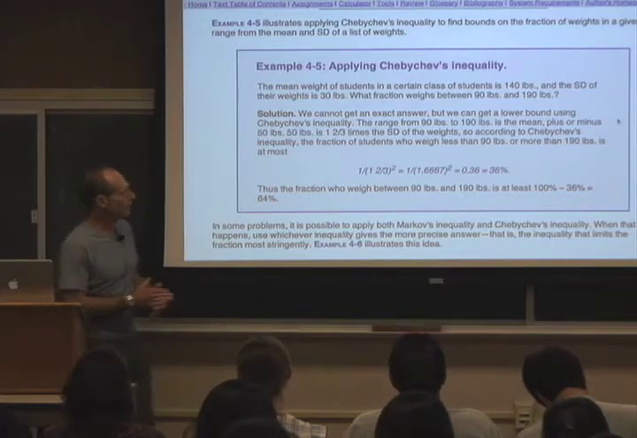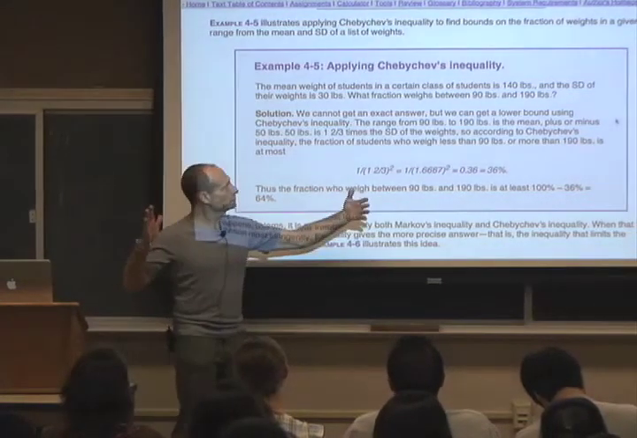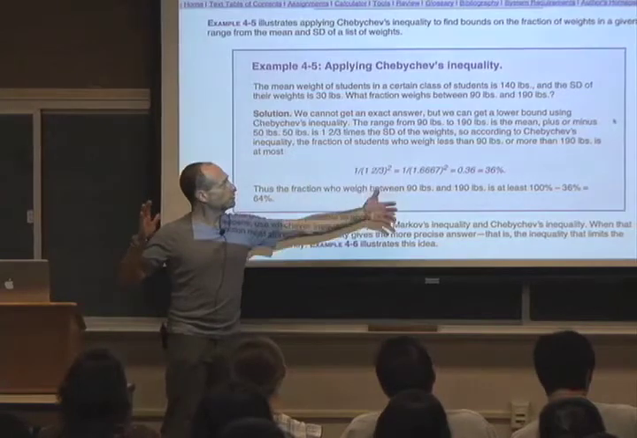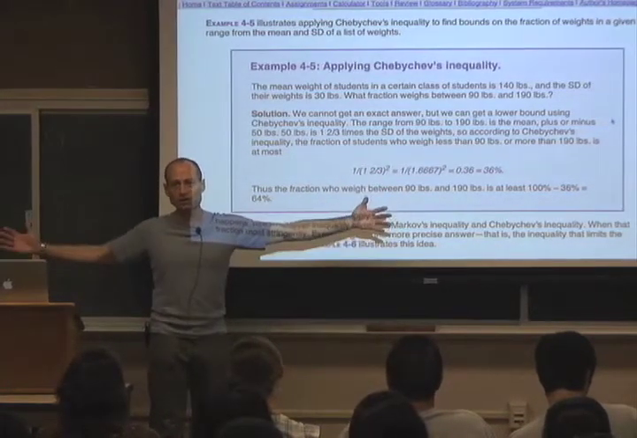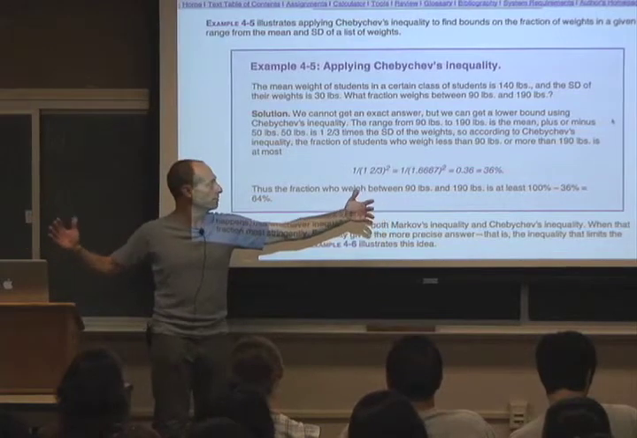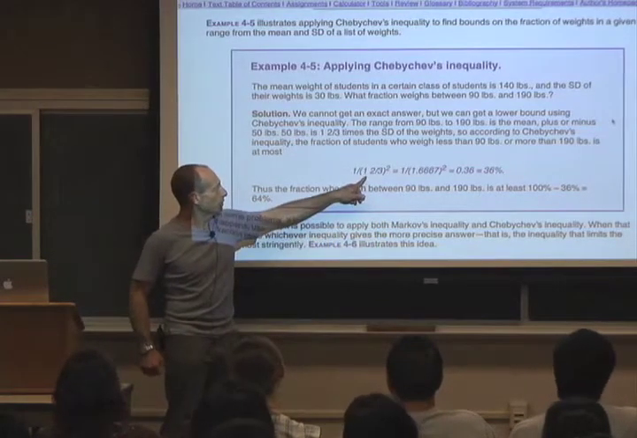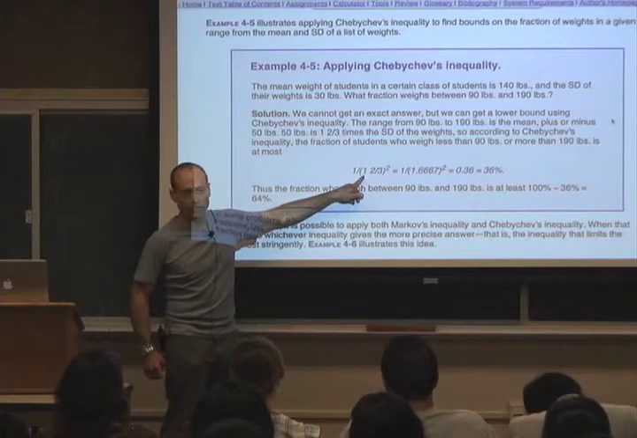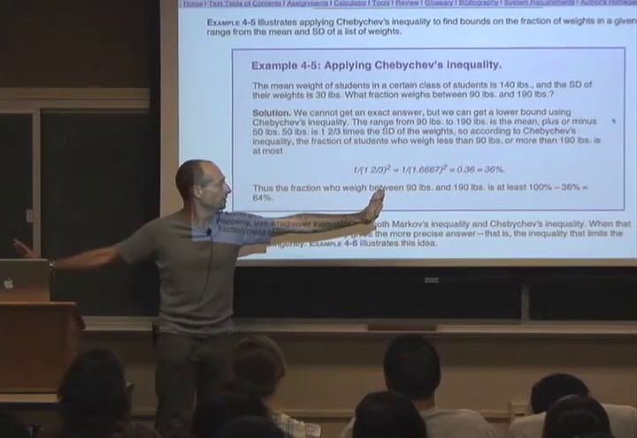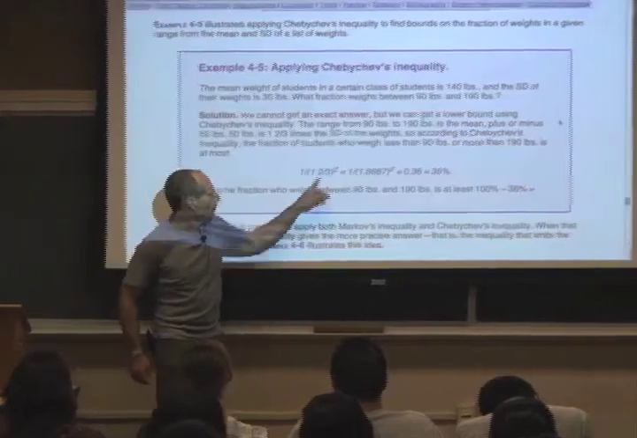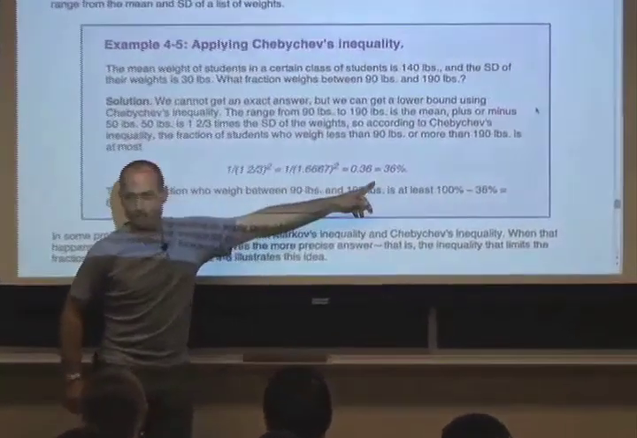So the fraction of numbers in the list that are above 190 or below 90, the fraction that are k or more standard deviations from the mean, is at most 1 over k squared, where k is 1 2/3, right? So the fraction that's outside is no bigger than this ratio, which is 36%.